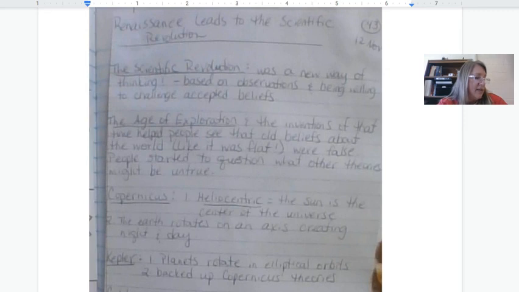So we have a scientist, last name of Copernicus, and he developed the heliocentric point of view about the universe, saying that the sun is the center of the universe and the earth rotates on an axis, creating night and day. And this, of course, went against the Catholic Church because the Catholic Church was teaching that the earth was the center of the universe because God made the earth, and so it must be the center. Kepler, he backed up Copernicus' theory of heliocentrism, and then he also studied the planets and learned that they rotate in elliptical or oval orbits, like egg shape. And he, as I said, he backed up Copernicus's theories with his study.